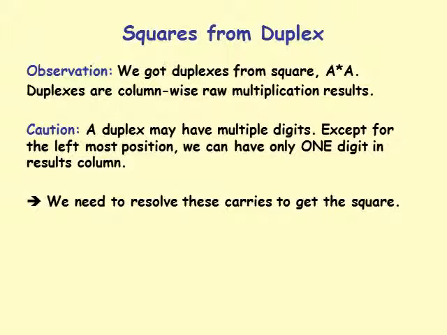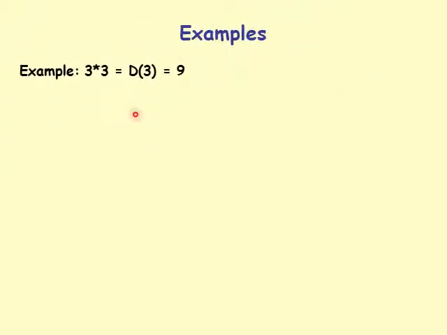So here, duplex of 3 times 3 is 3 squared, which is 9. Okay, that's my answer here. No carries to worry about. Okay, and let's continue.